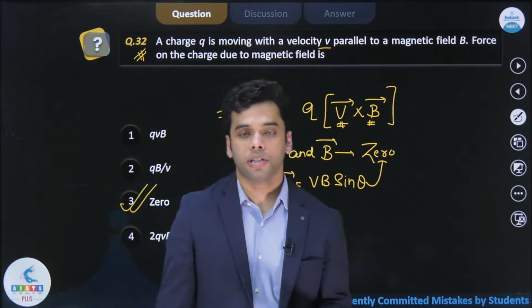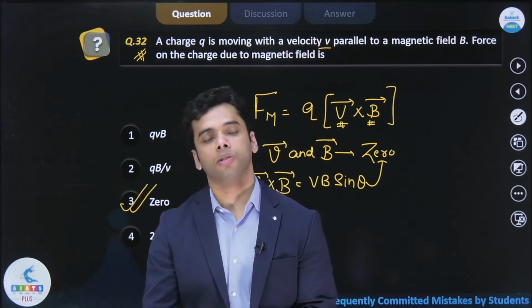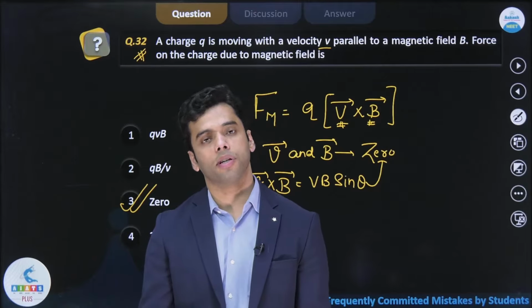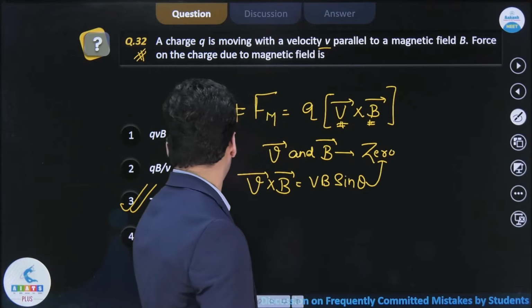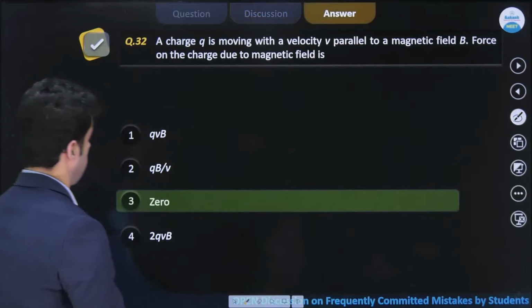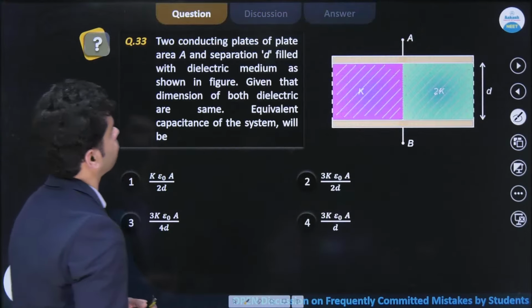If this velocity becomes either parallel or anti parallel, in both cases what will the magnetic force be, beta? It will be 0. Okay? So I hope this part is clear. Option 3 is the correct answer, and yes, option 3 is the correct answer to this problem.